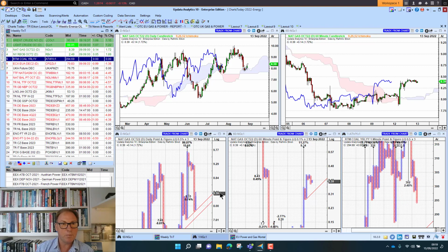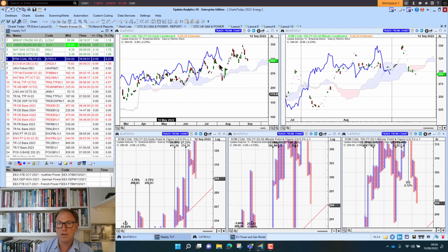Looking at coal, pulling back slightly, but still looking very bullish on all three time frames. Just pulling back here on the cloud. That 300 level on API 2 is quite key. Watch for new targets and alerts there.